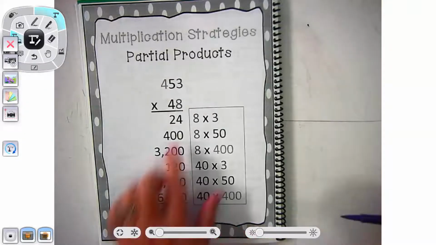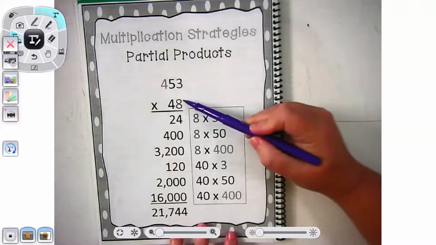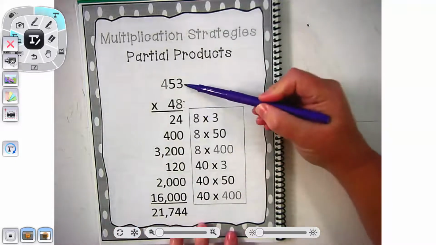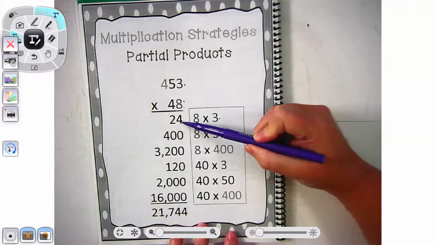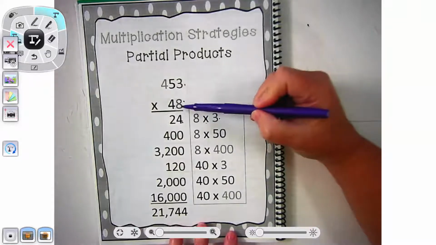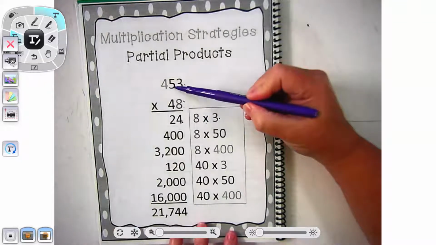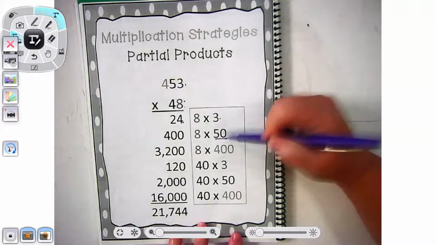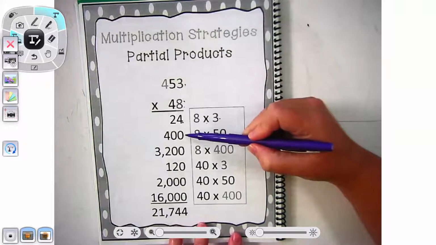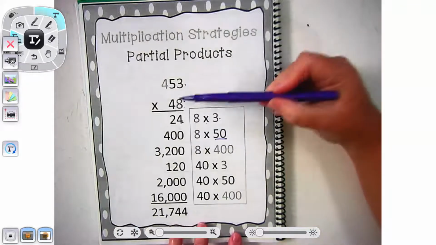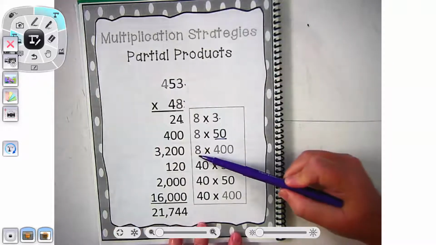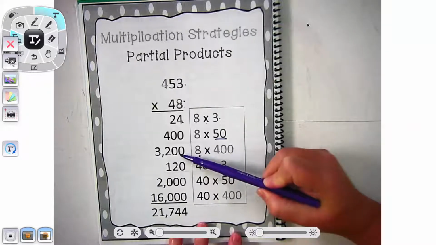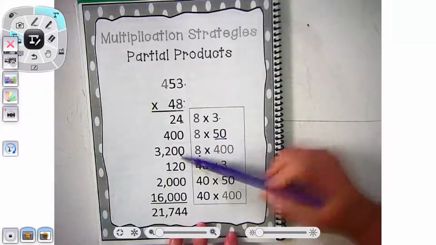So if you look here, the way they started, they took the 8 times 3, the ones place. So that gives you 8 times 3, which would give you the 24. Okay. Next, they took 8 times the 5 in the tens place, which would give you 40, which gives you 400. Then they took the 8 times the 4 in the hundreds place. So 8 times 400, which would give you 3,200.